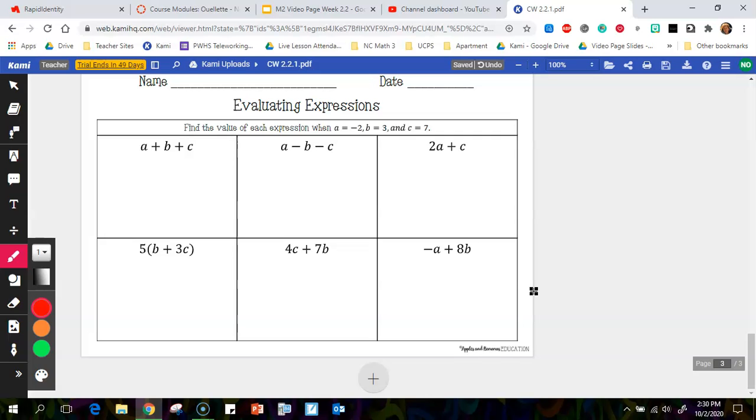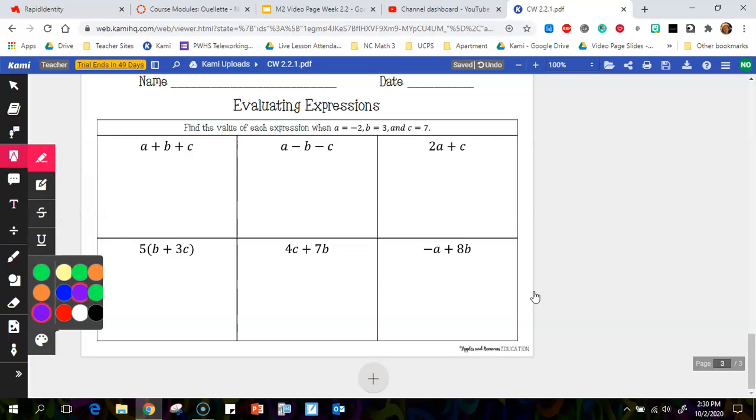Okay, evaluating expressions. I'm going to take my highlighter and highlight a equals negative 2, and then every a, I'm going to highlight in green also. That one doesn't have an a, that one doesn't have an a, that one does. Then let's do b in purple. That's the opposite of b, so I want to make sure I highlight that. There's one, and there's one. And then the last one, let's do red. C equals 7, so we'll highlight all of our c's. That might help a little bit when we go to plug in the numbers.